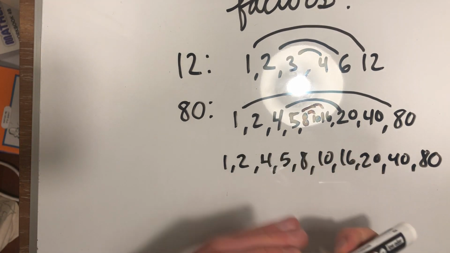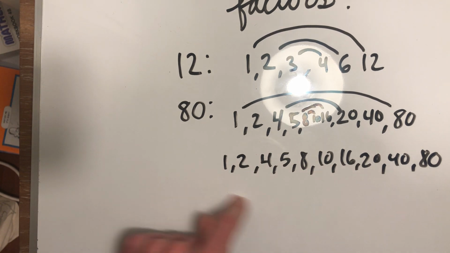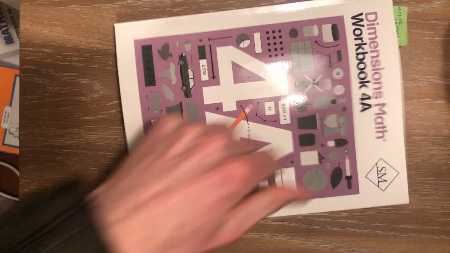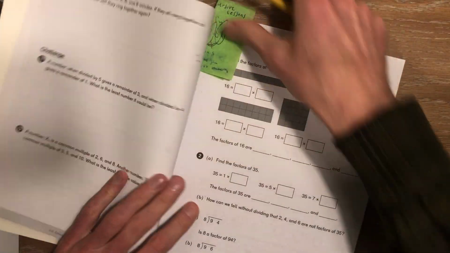So that's 80. Remember that if you want to use this later on the assignment, you can. But that's how we do factors. So here's what we're going to be doing today for the assignment. We're going to be doing pages 53 through 55.